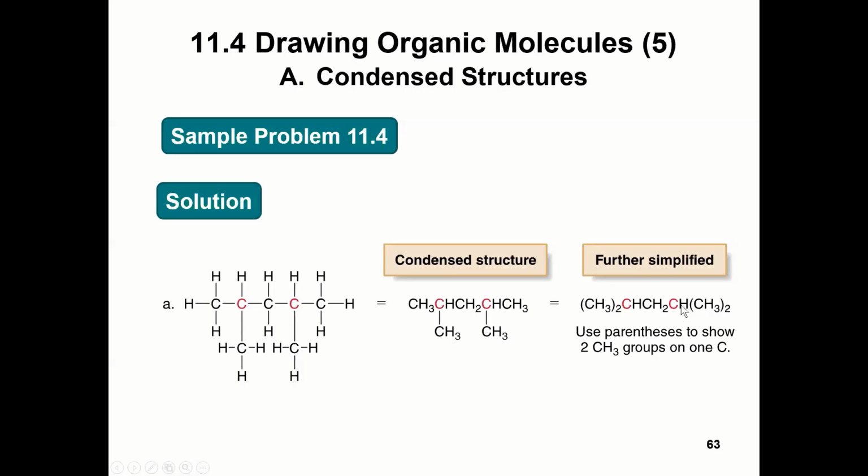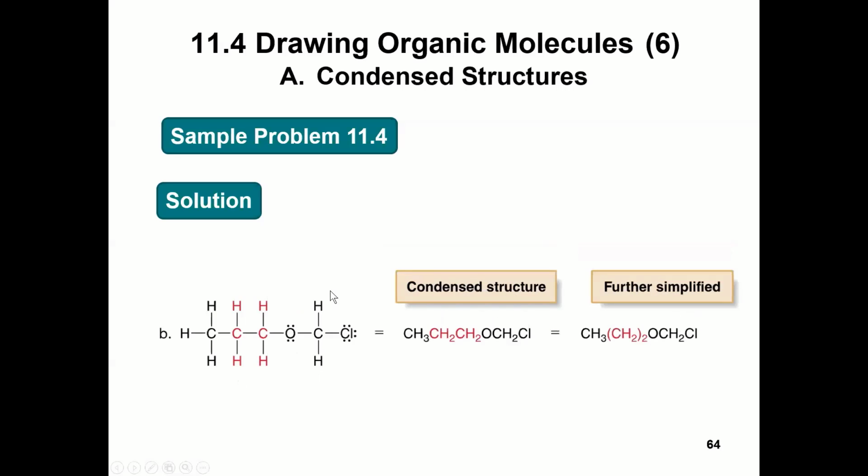And you have the same situation on the other end of the molecule. You have two of these CH3 groups bonded to this carbon in red on the right side of the molecule. Okay, so that's the condensed structure for that.